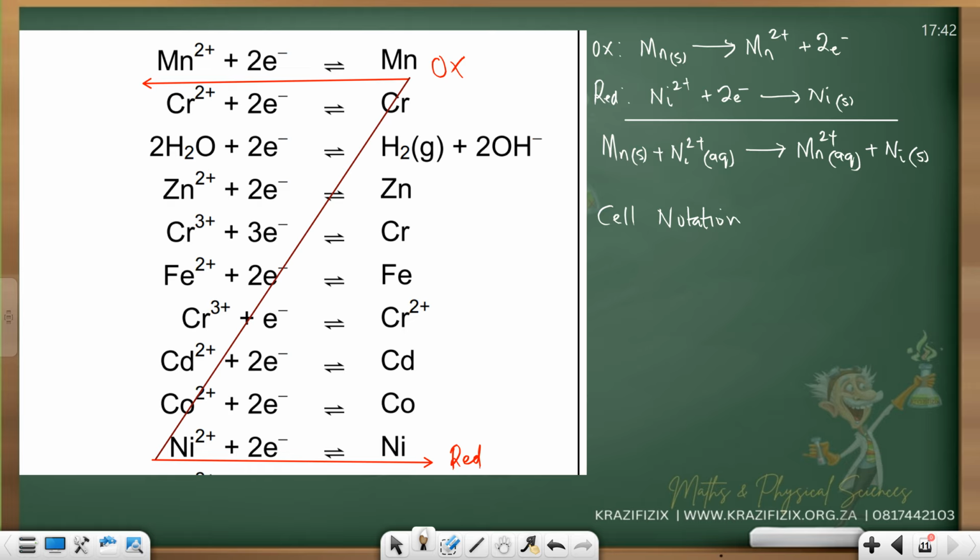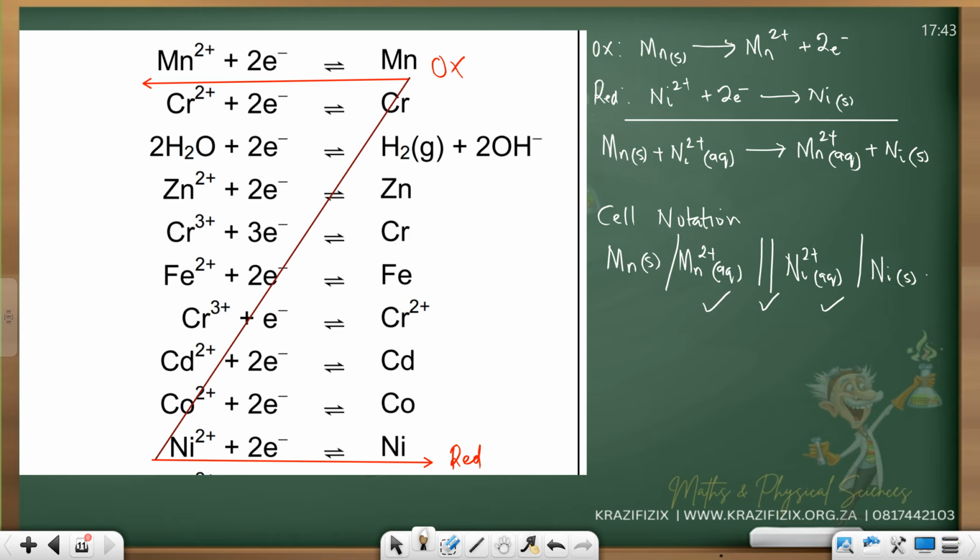Are we done? Let's have you okay? All right. Cell notation, we start from the anode. What do we have? Mn solid, Mn2+. All right, I already see a problem there, right? Different phases. Then the salt bridge. What do we have? Ni2+, and then Ni solid. That's 3 marks. 1, 2, and 3. So even if you write it wrong, you got the salt bridge there, you get the mark. I'm not sure. I need to check. I've forgotten how we mark that.